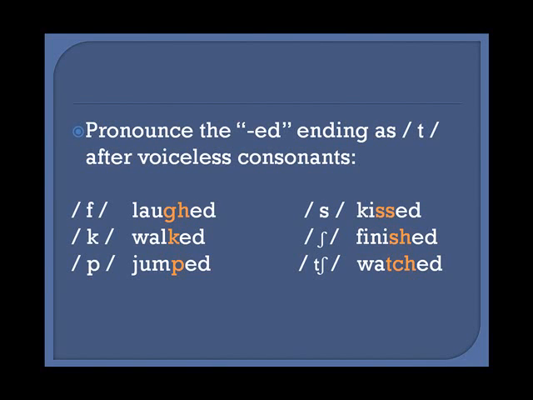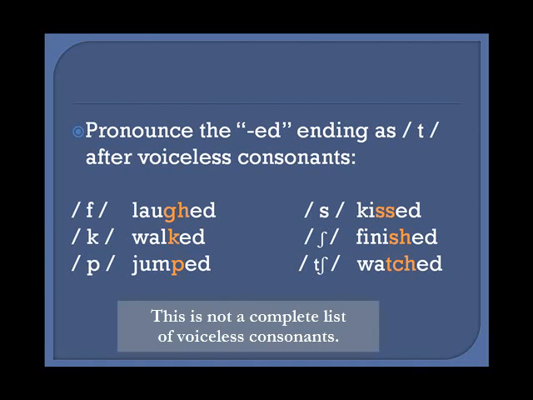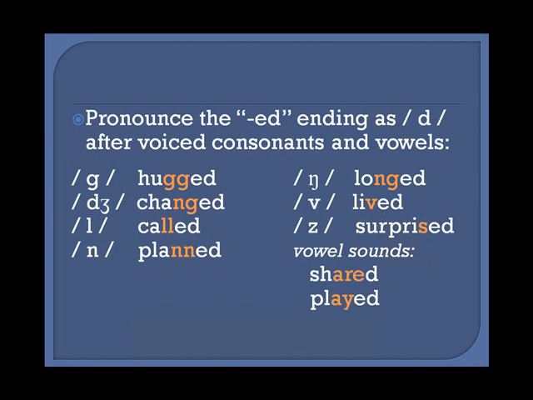Pronounce the ed ending as t after voiceless consonants. The following are voiceless consonants followed by the ed ending. F, laughed, k, walked, p, jumped, s, kissed, sh, finished, ch, watched. Please note that this list of voiceless consonants is not complete. This is only a list to provide examples.